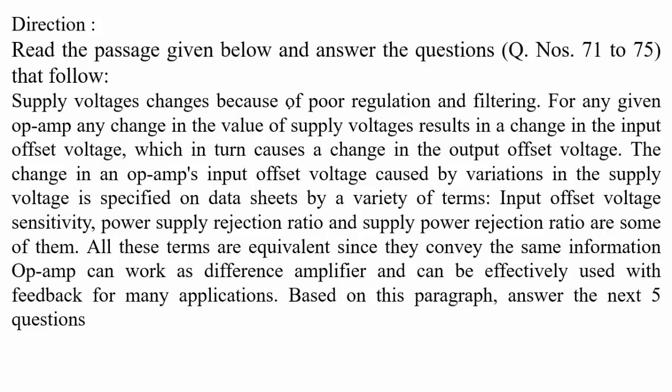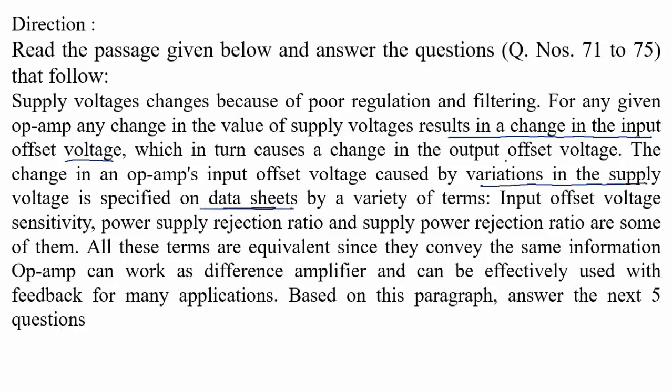Question number 71 to 75 is based on op-amp. So what they are given is, supply voltages change because of poor regulation and filtering. For any given op-amp, any change in the value of output voltage or the supply voltage results in a change in the input offset voltage, which in turn causes a change in the output offset voltage. The change in the op-amp's input offset voltage caused by variation in the supply voltage is specified on the data sheet by a variety of items.